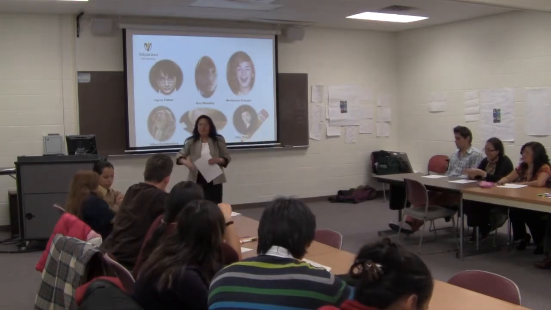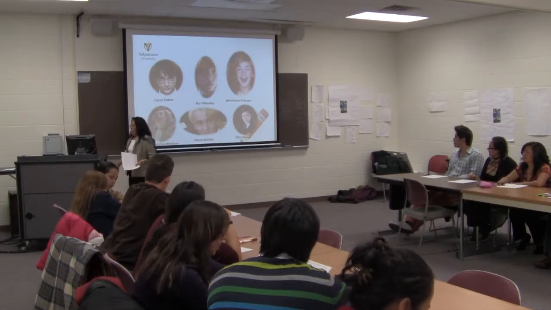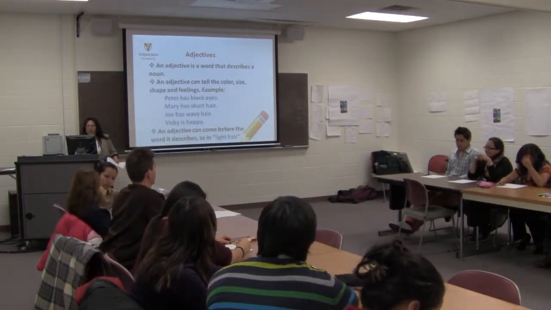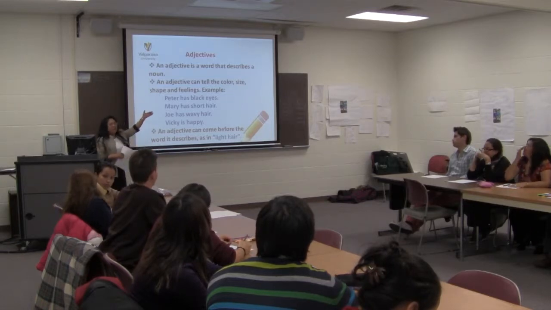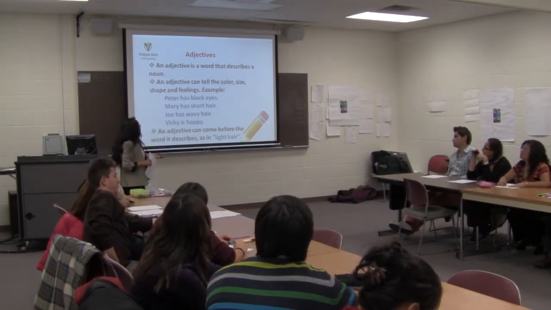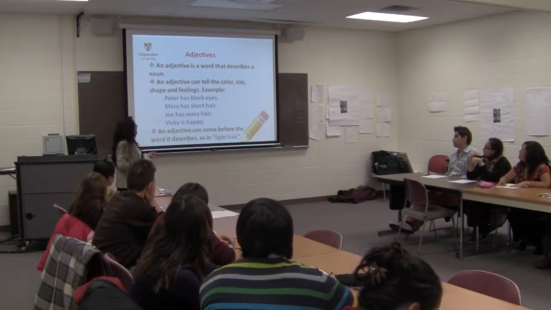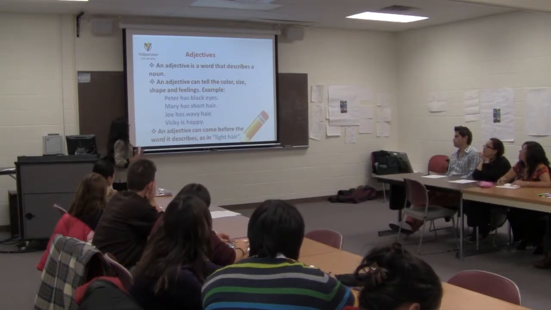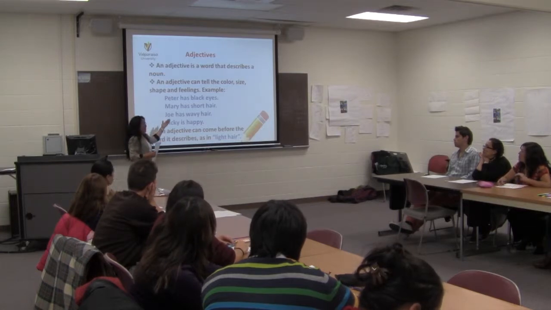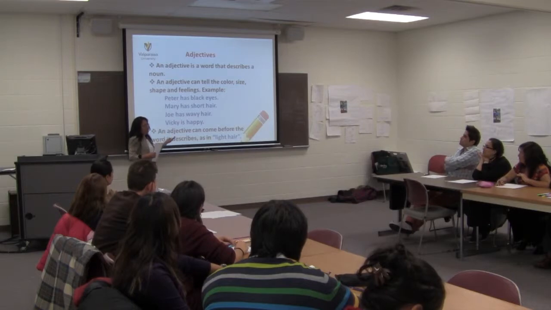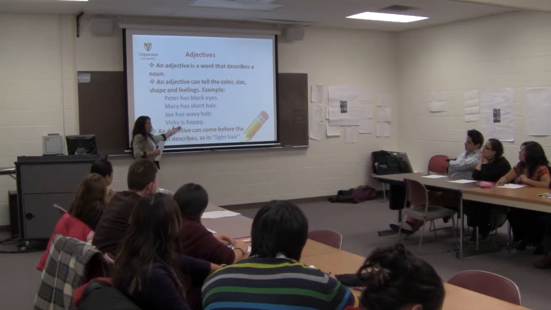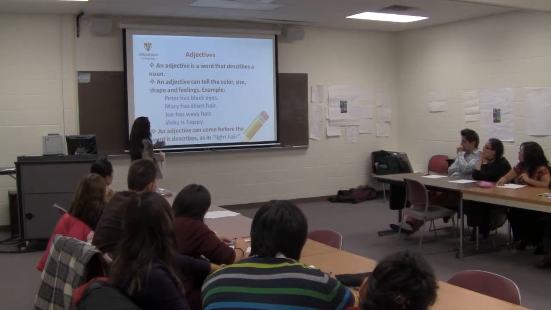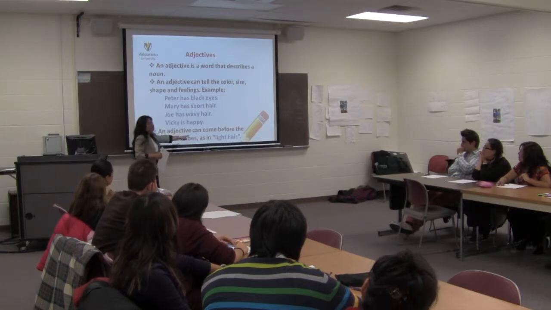I think that you have many adjectives in your notepad. The next part, we have here some information about what adjectives are. An adjective is a word that describes a noun. An adjective can tell the color, the size, shape, and feelings. For example, Peter has black eyes. Mary has short hair. Joy has wavy hair. And Vicky is happy. An adjective can come before the word it describes, as in this case, light hair. Okay?